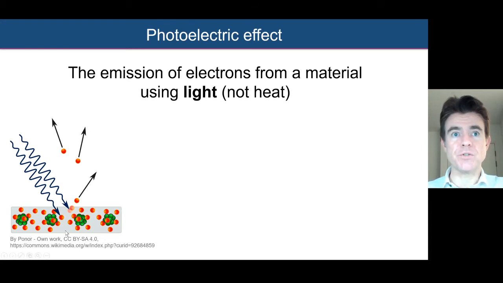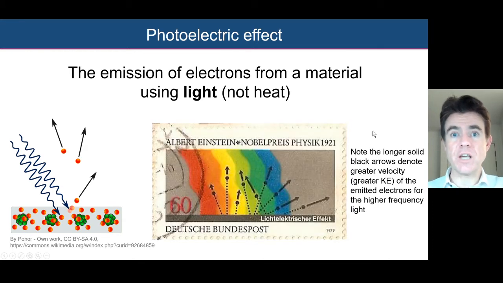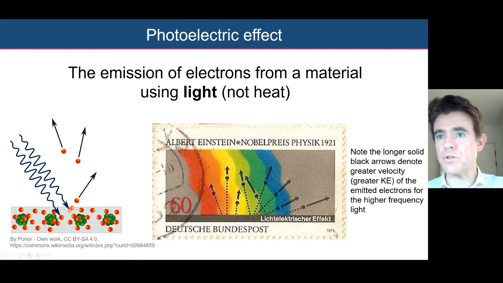So typically it's some kind of metal, and you're shining light. So this is the visible part of the electromagnetic spectrum. We're not applying heat. We're actually just applying visible wavelengths, and electrons are emitted. It's nicely captured by this stamp. I think this is from 1979 by the looks of it.